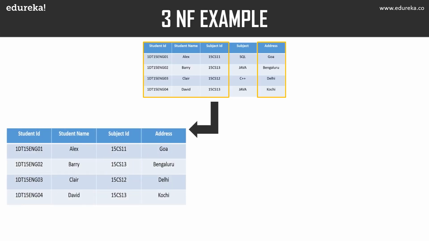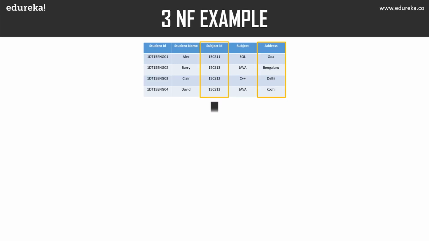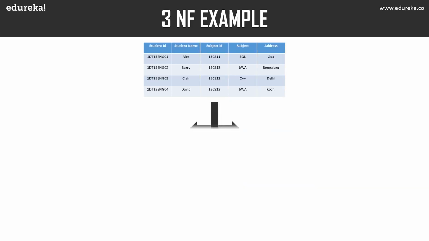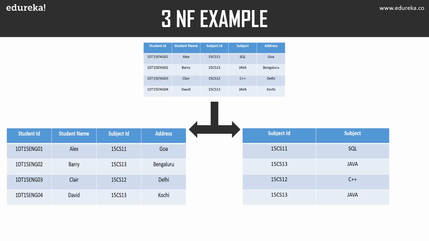Firstly, let's divide the table and store student ID, student name, subject ID, and address in it. All the columns are referring to the primary key, which is student ID. Let the second table have subject ID and subject column. So, subject is dependent only on subject ID and not on student ID. As you can see from the above table, all the non-key attributes are now fully functionally dependent only on the primary key. In the first table, columns such as student name, subject ID, and address are only dependent on student ID. In the second table, subject is only dependent on subject ID.